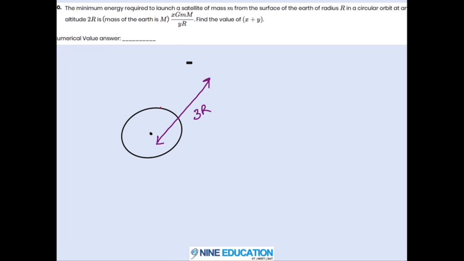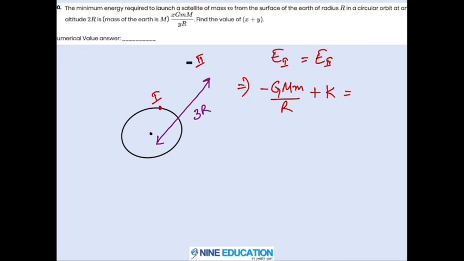Again, same thing. Consider this as point 1, consider this as point 2. Then energy conservation, that's all. Total energy at point 1 is equal to total energy at point 2. So what is the total energy at point 1? At point 1, there will be some gravitational potential energy, which is minus G capital M small m divided by R, plus the kinetic energy that is required. Basically, that kinetic energy is the minimum energy required to launch the satellite. So this K is what we are looking for.